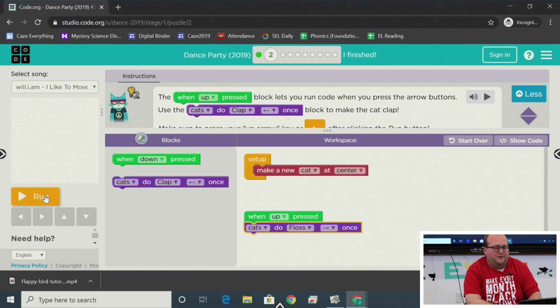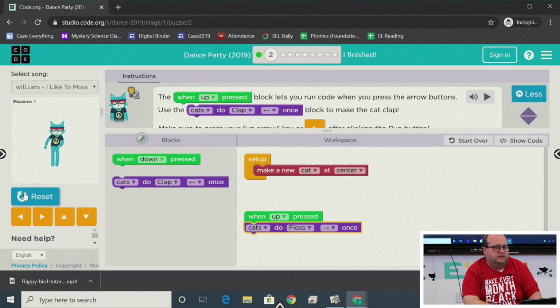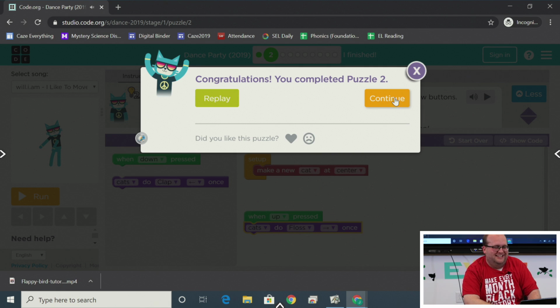So now I get to push run again, and that means run my program. My program is what I'm writing with code. So I've clicked push, and so my cat's at the center. I'm going to push this up button. He did it. Did you see that? I'm going to continue.